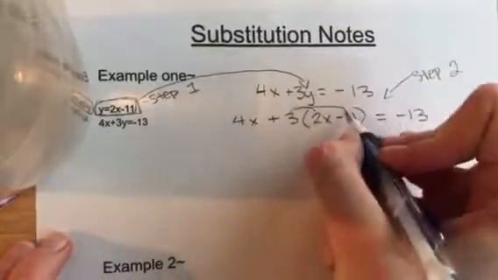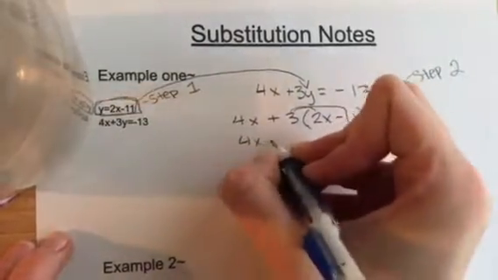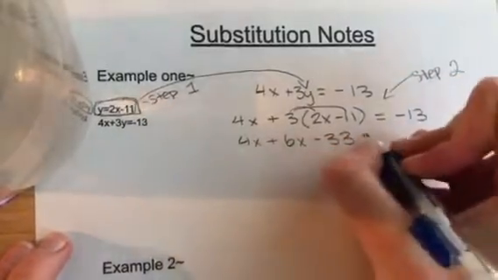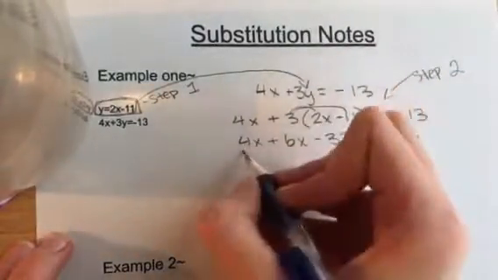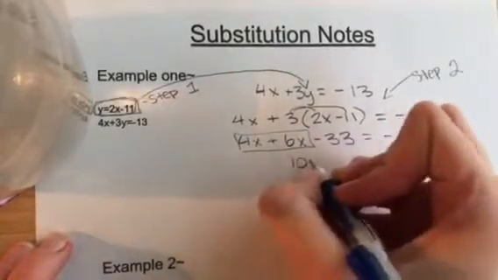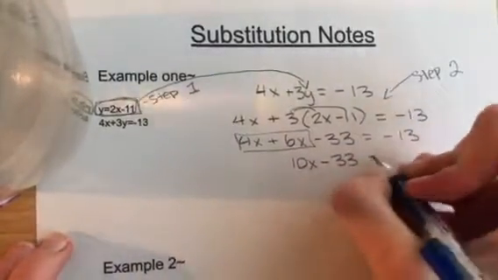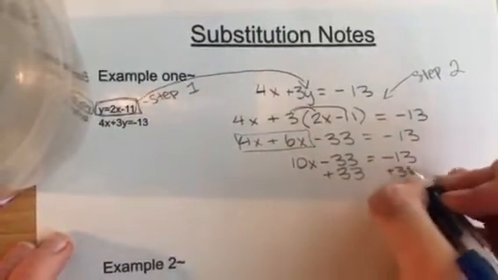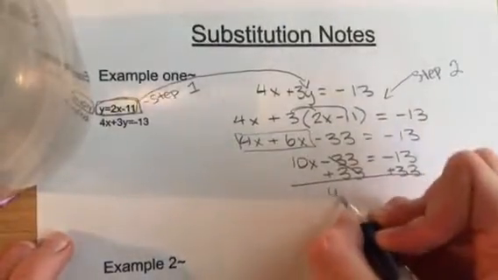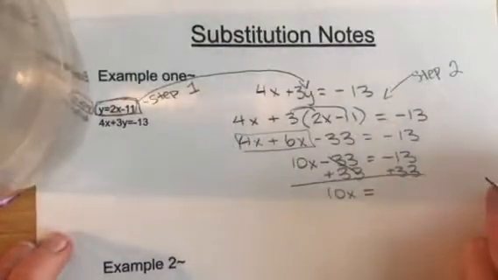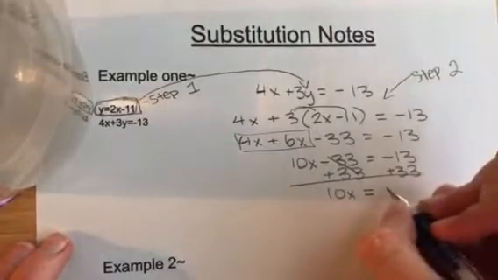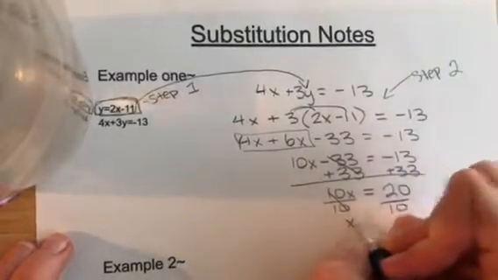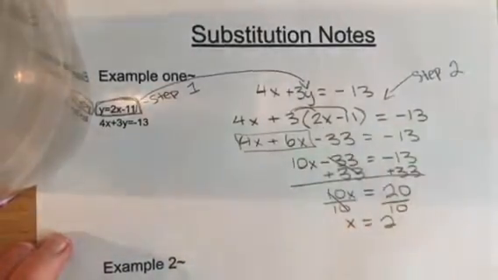So now we have to distribute 4x plus 6x minus 33 equals negative 13. Now we can combine these, so it's 10x minus 33 equals negative 13. Add 33, so 10x equals negative 13 plus 33, which equals 20, divided by 10, divided by 10. Now x equals 2. So now we're at step 3.